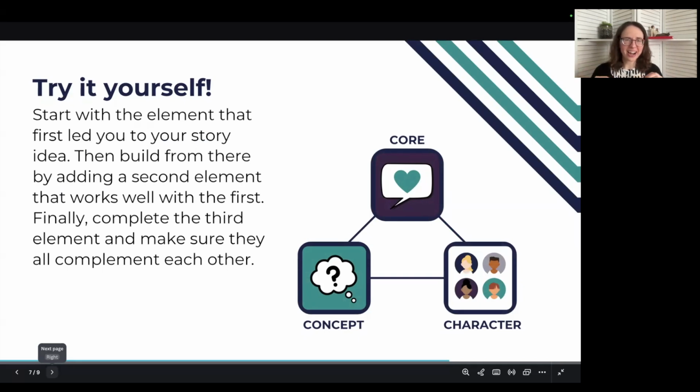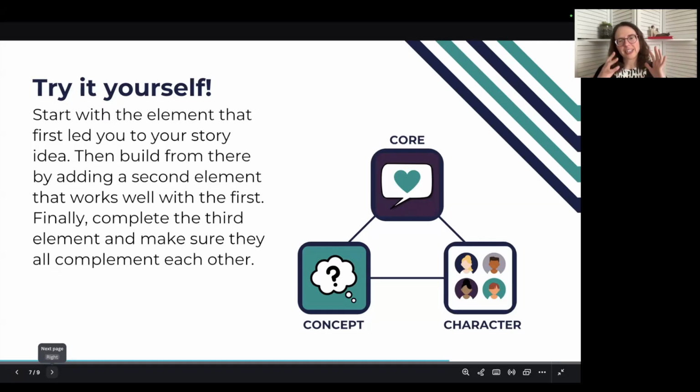If you had this very high concept, maybe a what if kind of premise, then I would suggest that you start with developing your concept. And some of you might have come to it with an idea for a character, a very specific kind of character in your mind, and you want to spend some time developing that character. So start with whichever element first drew you to the story idea to begin with.